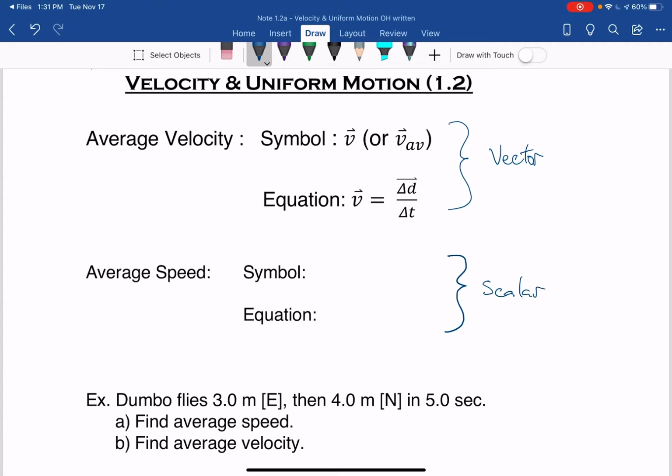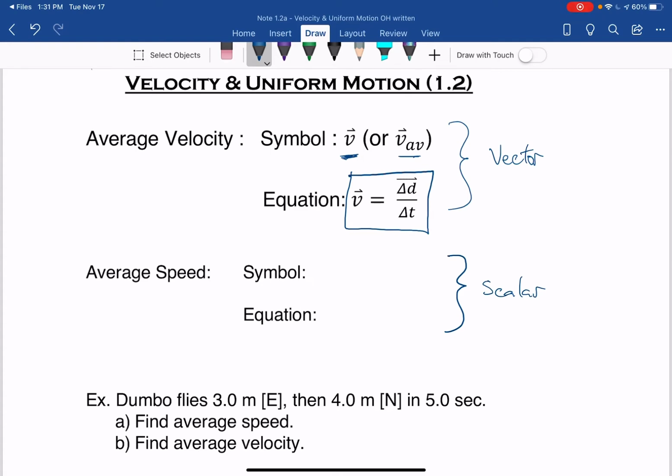I gave you the symbol here. We often see this as just V, a written V by the way, with the harpoon or the arrow above it. Sometimes you'll see it as average velocity, sometimes you'll see it without the average, just like that. The equation is given right here. Velocity, or average velocity, is displacement divided by time.